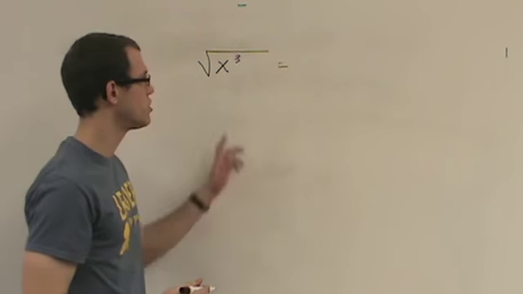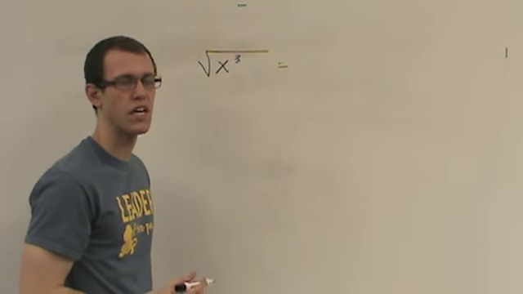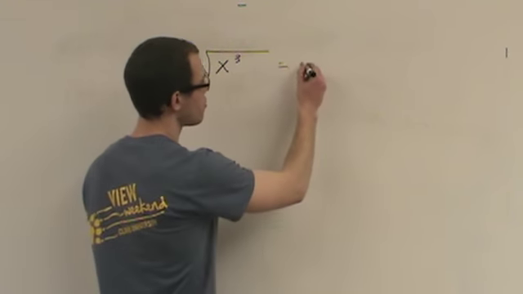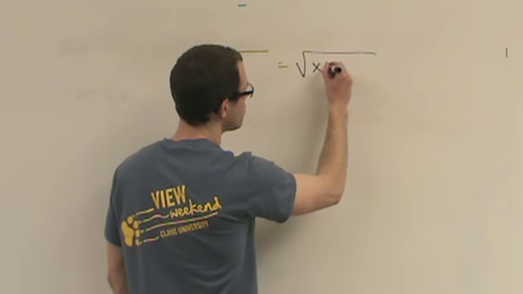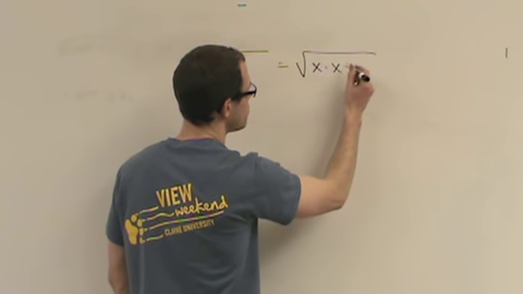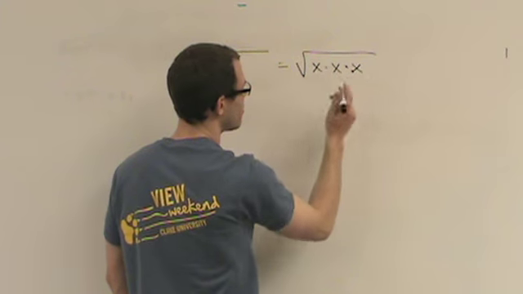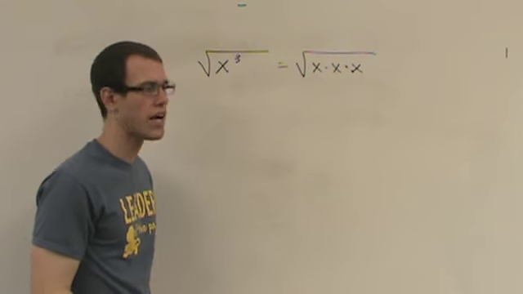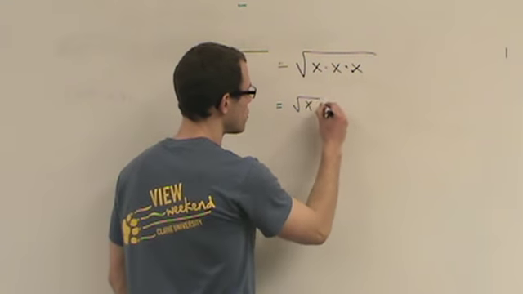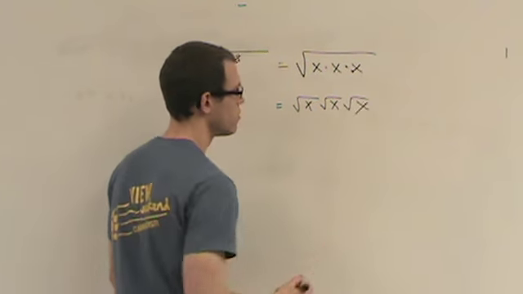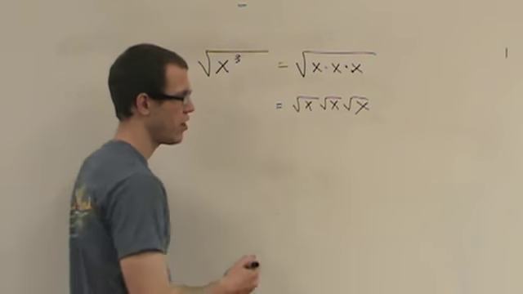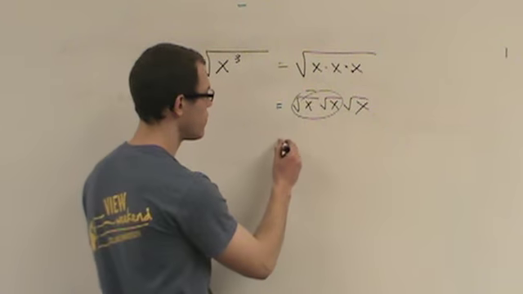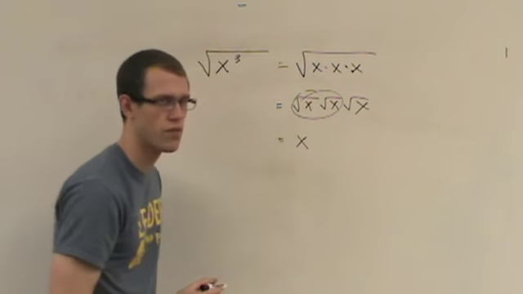To illustrate this, let's split up this radical. Let's split up what's underneath the radical, the x to the third. X to the third simply means x times x times x. And now we have all these x's. We can split them up underneath their own houses. So we have the square root of x times the square root of x times the square root of x. Hey, we have a pair right here. So we take what's underneath the radical and write that instead of the radical.